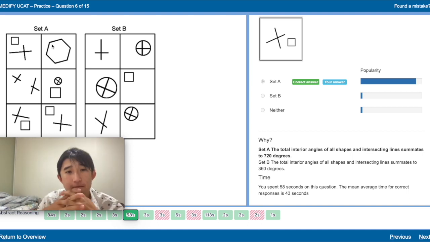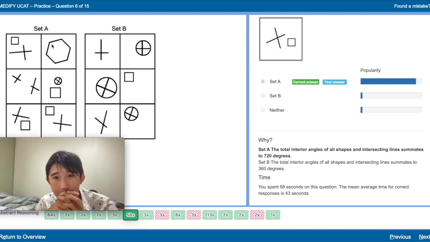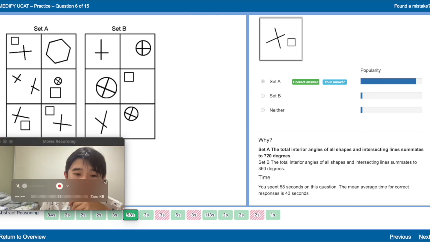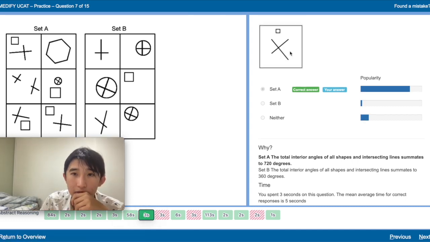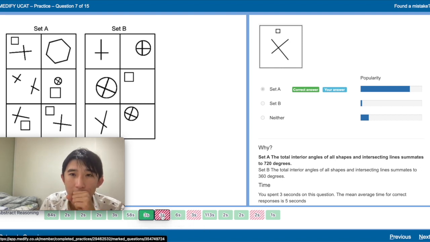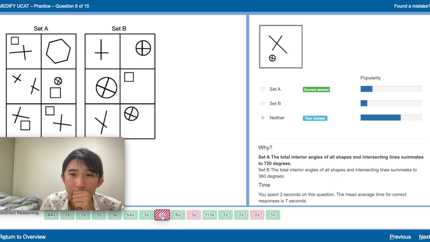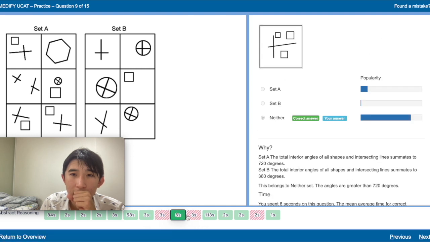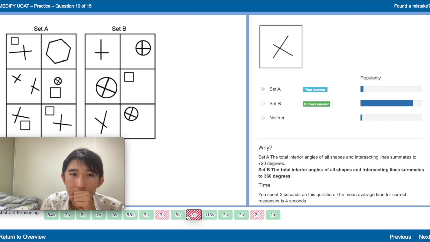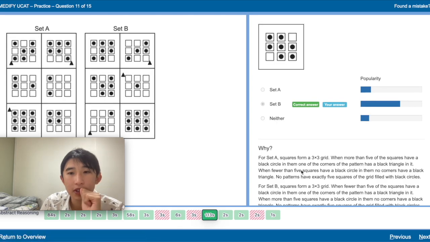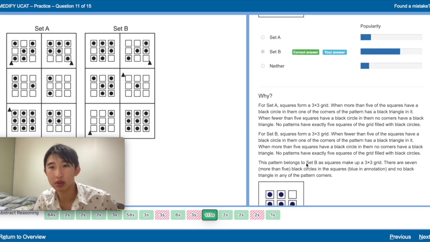Wow! 360. So that would be 360 plus 360, 720, set A, yeah. That would be set A as well. 360 set A. Neater for sure, yeah. That's way too many angles. 360. Fair enough. Okay. Let's see what this one's about.